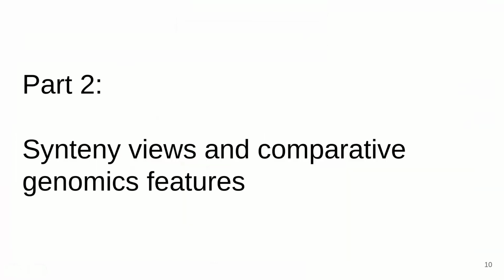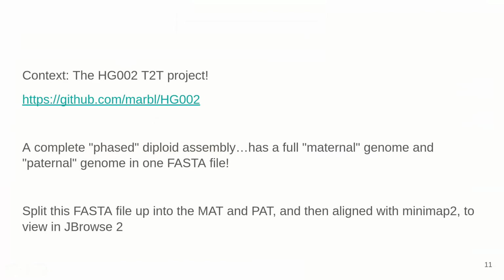So now we're going to look at some of the synteny features, and I'm going to tailor this to our SV hackathon and some crazy experiments that I did. The context of this is the HG002 T2T project. This is interesting because it's a complete phased diploid assembly, so it has a full copy of the maternal genome and the paternal genome in a single FASTA file. What I did was split the FASTA file up into its maternal and paternal components and then aligned them together with Minimap2 to view in JBrowse.